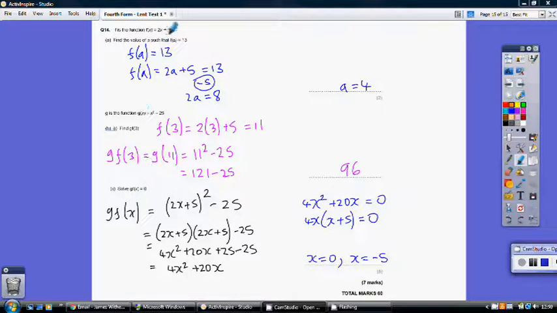So my f machine is 2x plus 5. Pop that into the g function, so it's (2x plus 5) all squared minus 25. So process that. (2x plus 5) all squared is 2x plus 5 times 2x plus 5, which is 4x squared plus 20x plus 25, and then take away the 25. So these 25s cancel, giving us 4x squared plus 20x. Now this gf of x has got to equal 0. So we now set this equal to 0. Fully factorize, so 4x(x plus 5) equals 0. So our two solutions are either x being 0 or x being minus 5.